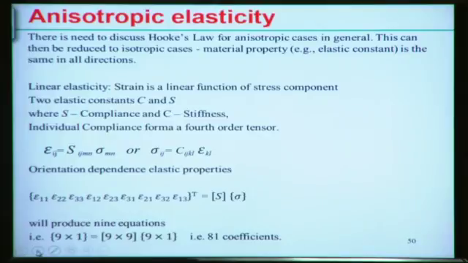Of course there is a need to discuss Hooke's law also in the anisotropic case, like what we discussed in case of isotropic elastic properties. Then it is possible to reduce from perfectly anisotropic to isotropic cases depending upon the symmetry that exists within the crystal structure itself. So all these material properties, that means some constant terms, we can introduce here to analyze the anisotropic behavior of single crystal material.